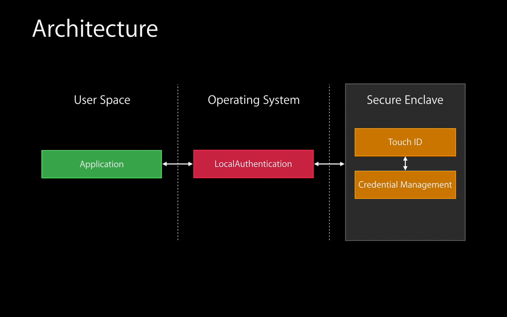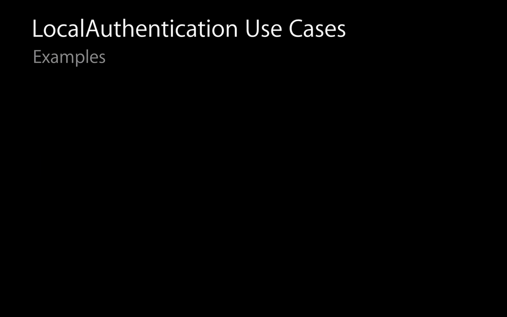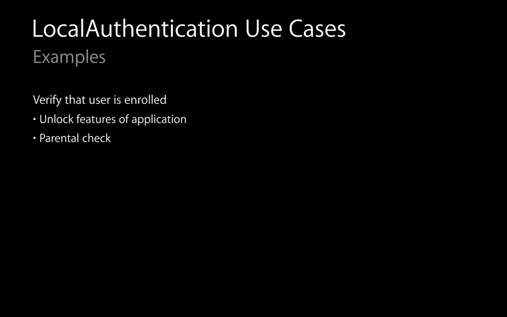So to get a better idea, let's talk about some use cases where you would use local authentication instead of the keychain case. For example, you may want to verify that a user is enrolled. This is something local authentication allows you to do. And you may want to verify it because you want to enable some feature of your application, or you want to do some kind of parental control because you want to be sure that the owner of the device is present. For these cases, you can use local authentication.